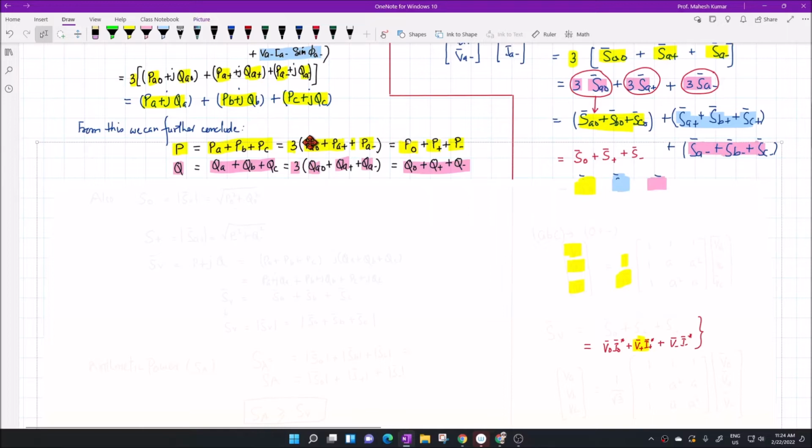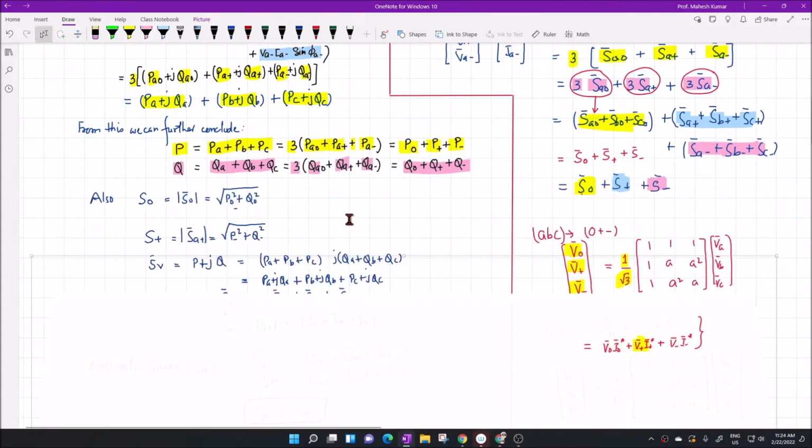Now let us come to a more important thing, that is the apparent power in terms of the sequence components. As you have seen, we have now resolved the ABC axis apparent powers in terms of the 0 sequence, positive sequence and negative sequence apparent power. Then we can see into more details of these terms. For example, S0, that is the 0 sequence power.